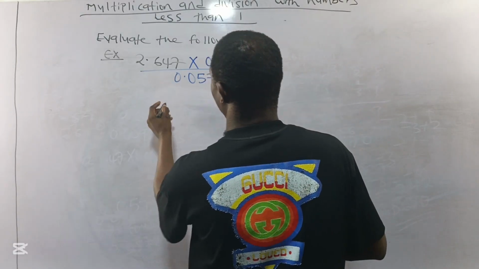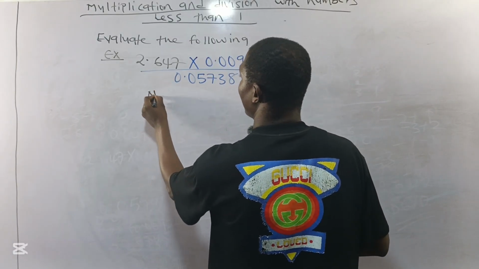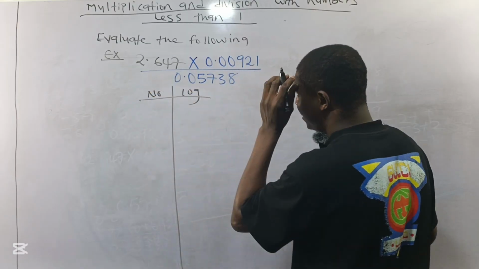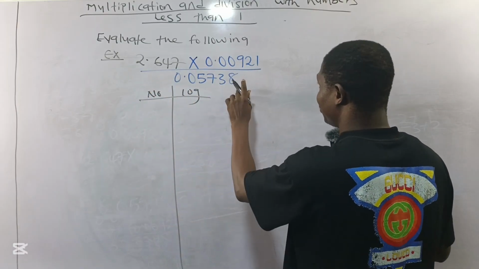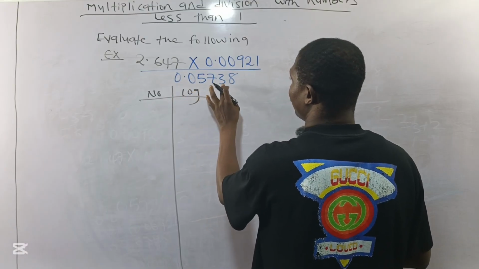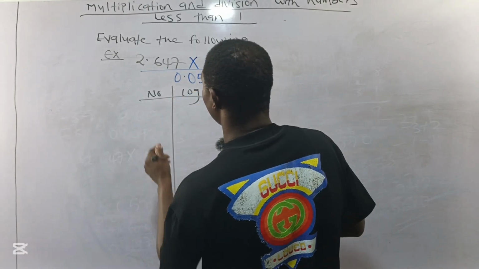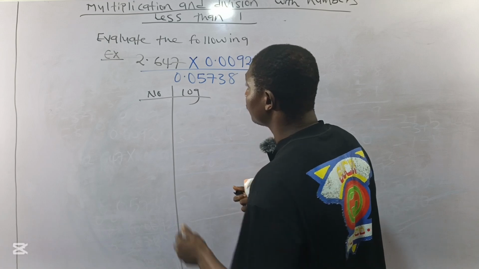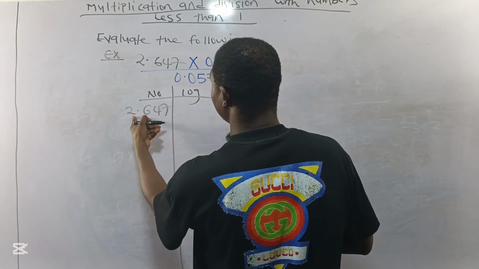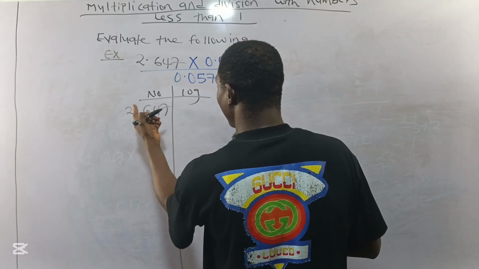We have this question. How are we to do it? Let's have our number and our log. We have 2.647 times 0.00921 divided by 0.0573. Now, we have 2.647. This is a real number.